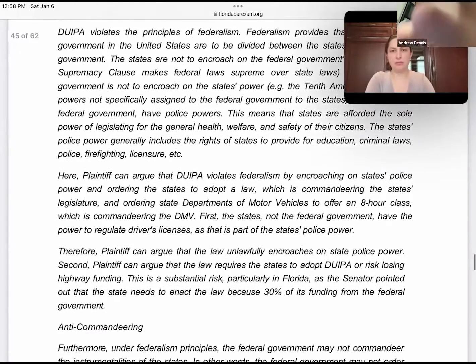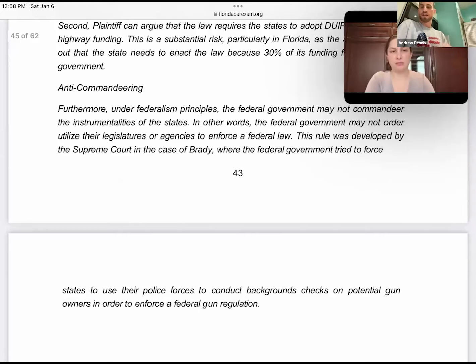So that's encroachment. And then anti-commandeering. The federal government may not commandeer the instrumentality of the states. In other words, the federal government may not order the legislature or agencies to enforce a federal law. This rule was developed in court, and basically it says that the federal government cannot compel states to enact law, but they can induce them through conditioning of funding.